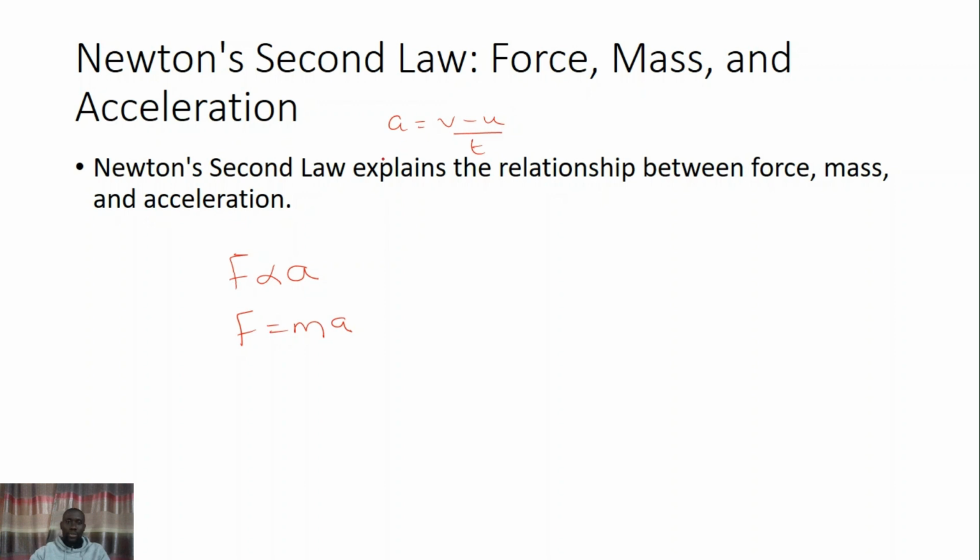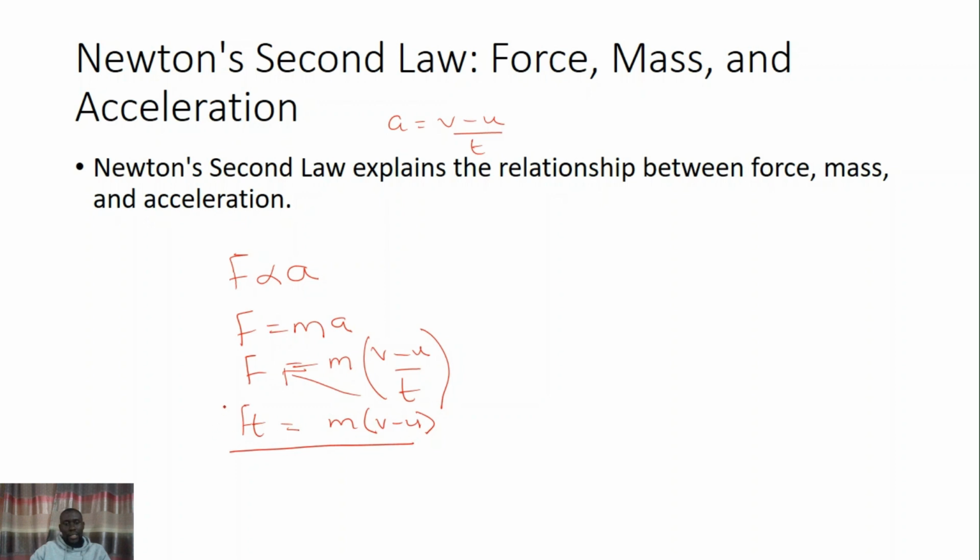You can watch my video on the equations of motion for a better understanding, where I showed how it is derived. So if you substitute this in this formula, it will give us F equals m times (v minus u) over t. Okay, and we can bring this t to this place to give us Ft equals m(v minus u).